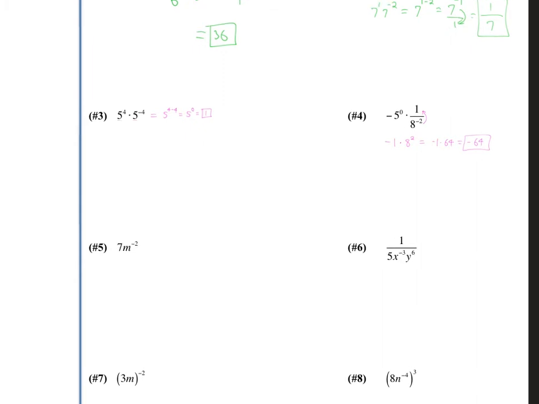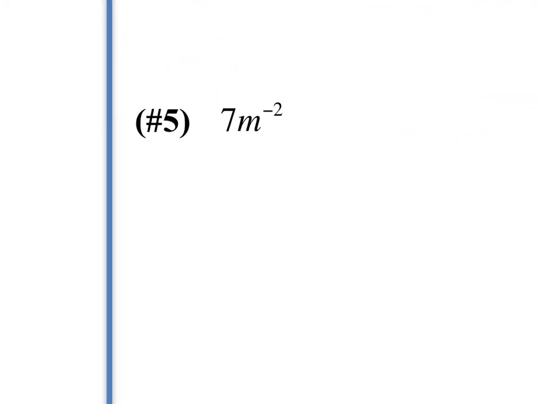All right, next one, number 5. We have 7 times m to the negative second. So we have any pow happening here? No. Anything to multiply straight across? No. Do we have any negative or 0 exponents? We do. Now, my question for you, we're going to put this over 1. We're going to move the negative exponents here.